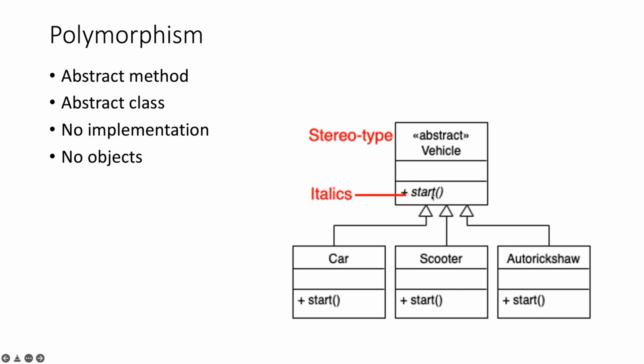How do we show that in UML? We write that in italics. Now the way it is shown in italics varies depending on the tool we are going to use for drawing UML diagrams. But any name of an operation written in italics is treated as an abstract operation.